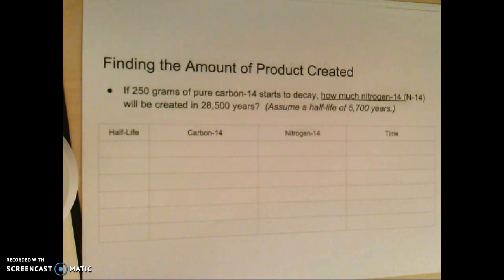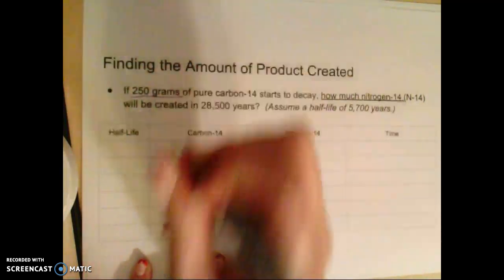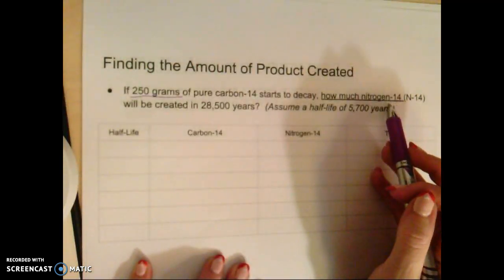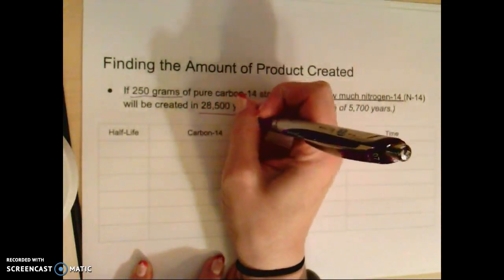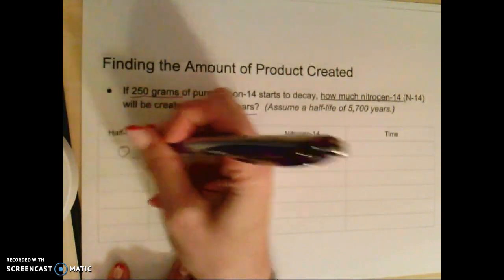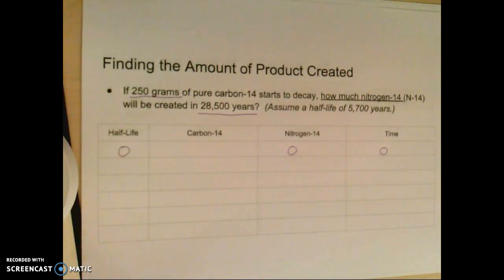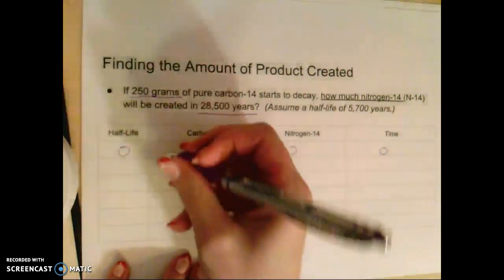The first type of problem is finding the amount of product created. In this case, we are creating nitrogen-14. If 250 grams of pure carbon-14 starts to decay, how much nitrogen-14 will be created in 28,500 years? So we are looking at 250 grams to start, and we're looking at how much nitrogen-14 in 28,500 years. For all of these problems, your first row is 0, 0, and 0 in the daughter and the time slots because no decay has started at this point.